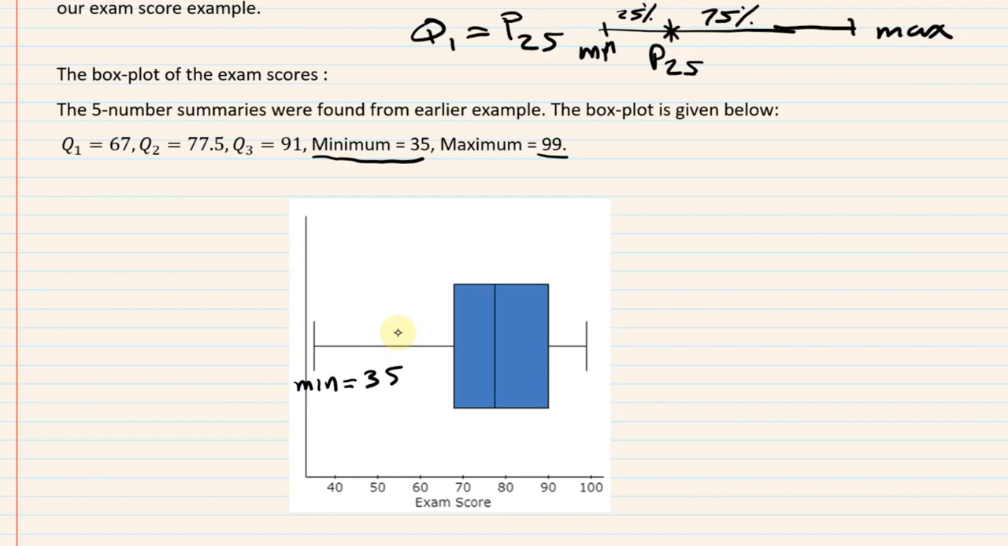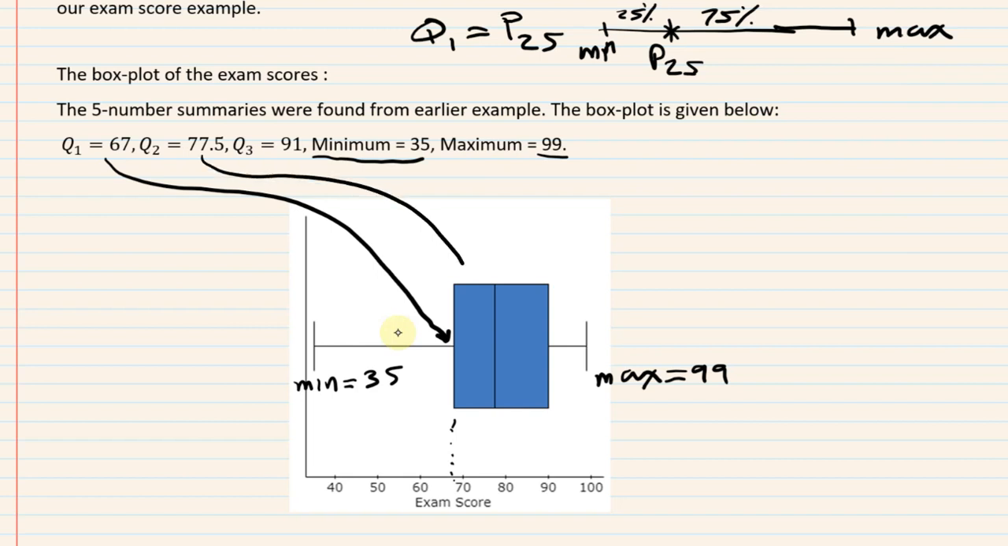That is 35, and this is the maximum. That was 99. And then Q1 is 67. Okay, so that's where this value is. See right down here, if you project it, that's 67.